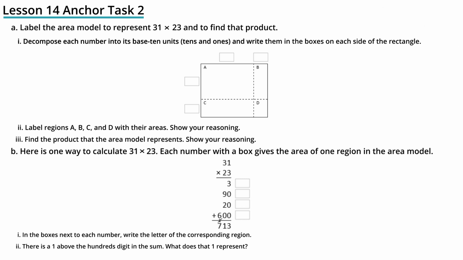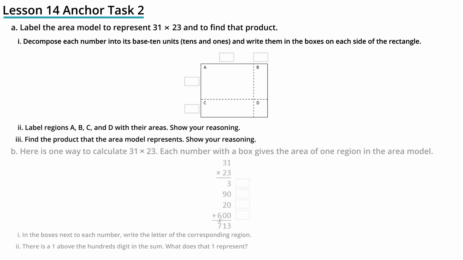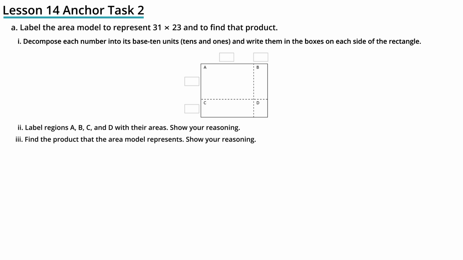Similar to Anchor Task 2 from Lesson 8, students look at 2 ways to multiply 31 times 23. In Part A, they use an area model to compute, decomposing each factor into its place value units. Then, they find the area of each of the 4 subsections and add them together. This corresponds to the use of the distributive property multiple times to find each partial product.